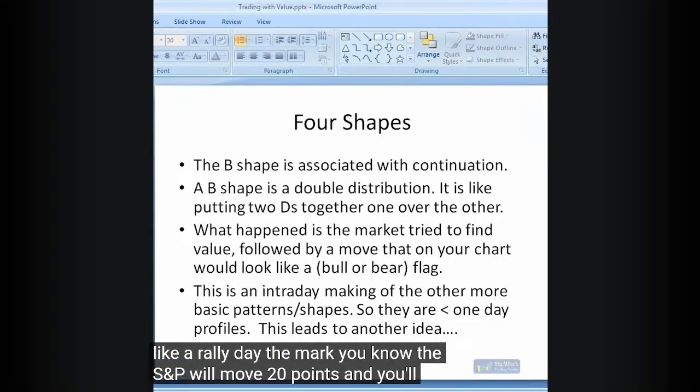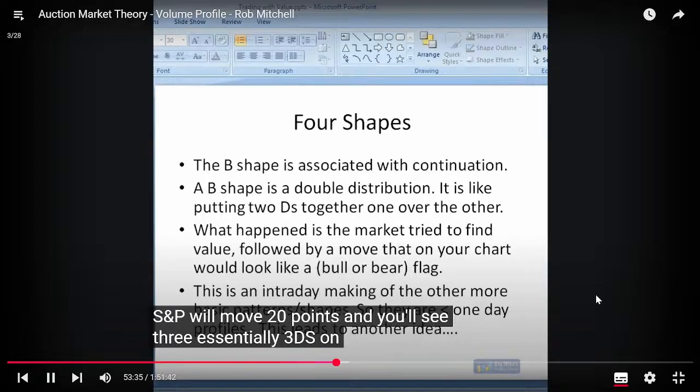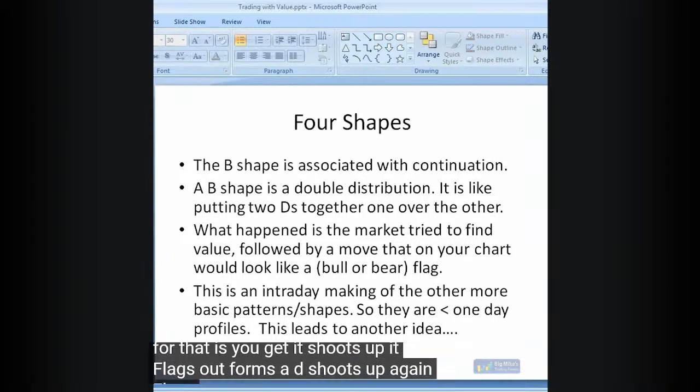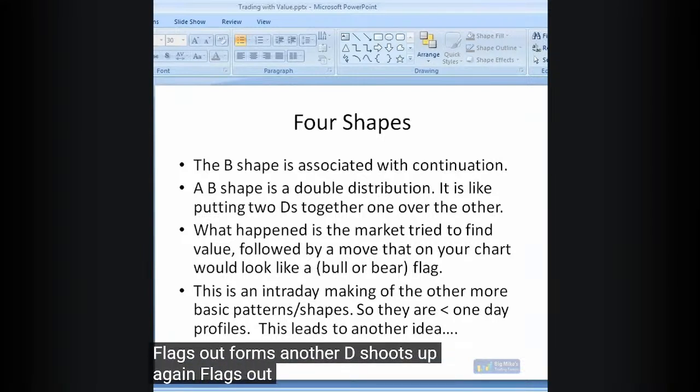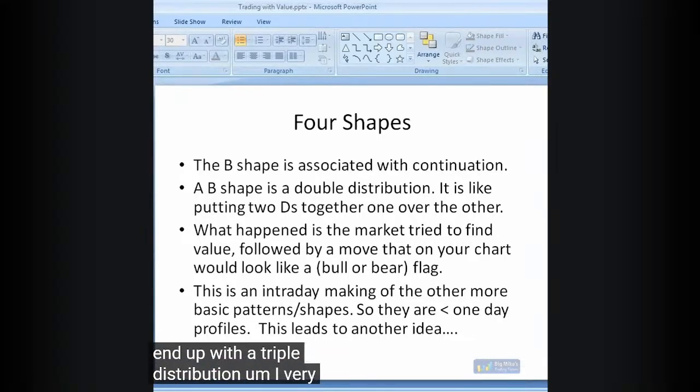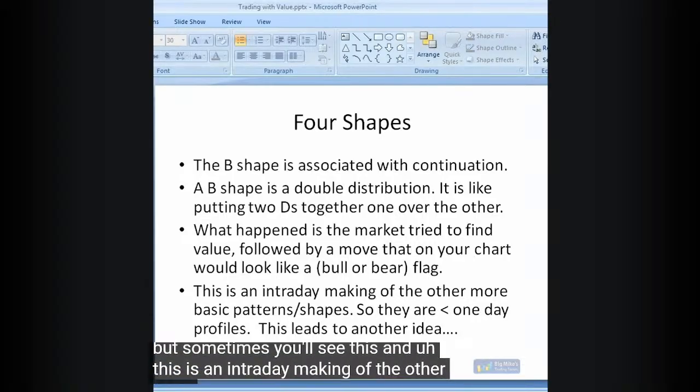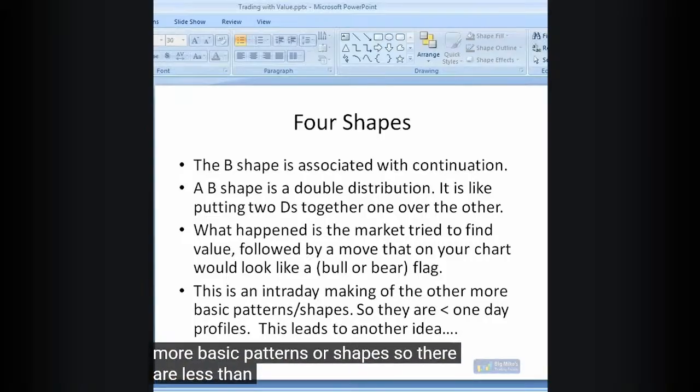points, and you'll see essentially three Ds on there on the distribution for the day. And the reason for that is it shoots up, it flags out, forms a D, shoots up again, flags out, forms another D, shoots up again, flags out, forms another D, and then there's no time left in the day and you end up with a triple distribution. I very rarely would see that go to 4 inside of a day. But sometimes you'll see this. And this is an intraday making of the other more basic patterns or shapes, so there are less than 1-day profiles.